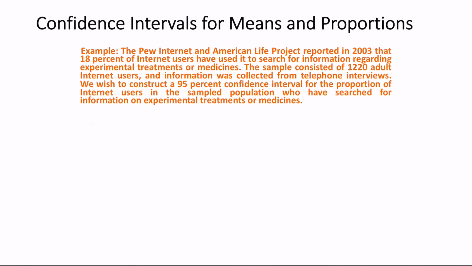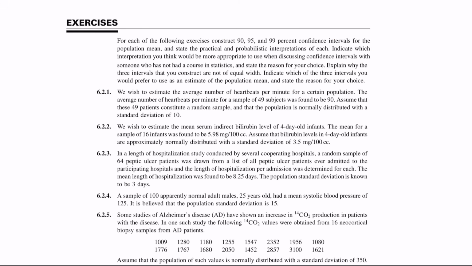Next, try this problem as well. Here they have given you percentage values already. The Pew American Research Center has reported in 2003 that 18% of internet users have used it for searching information regarding experimental treatments. The sample consisted of 120 adults. So the percentage P cap is 0.18 and the total N value is 120. And they're asking you to find a 95% confidence interval. So pause the video right here and try to solve this problem. Use these problems as practice for both the population mean and proportion.